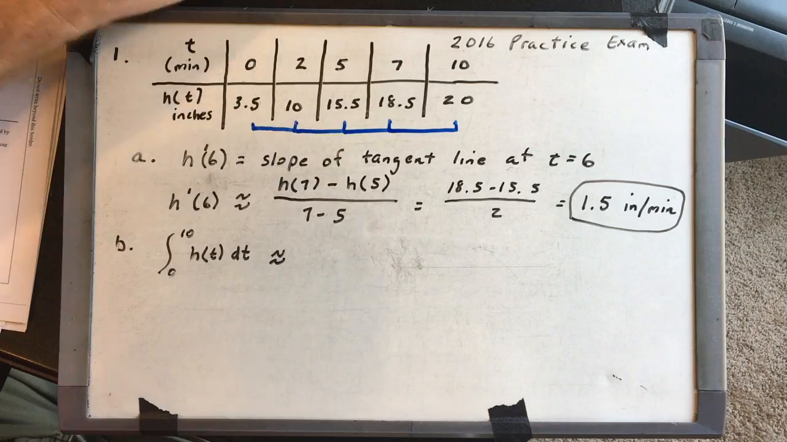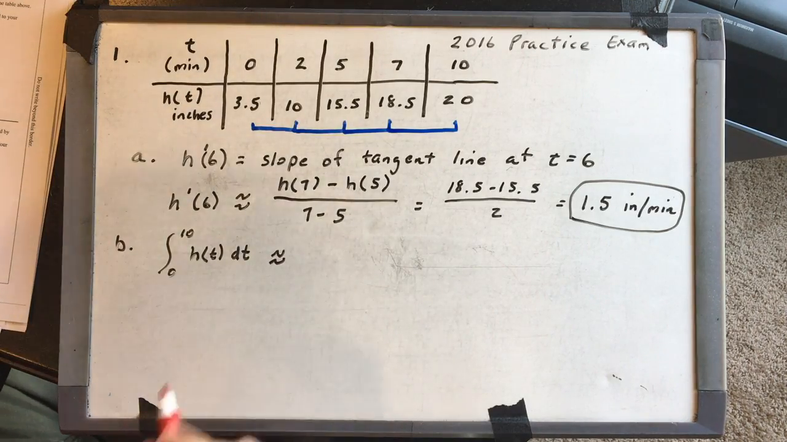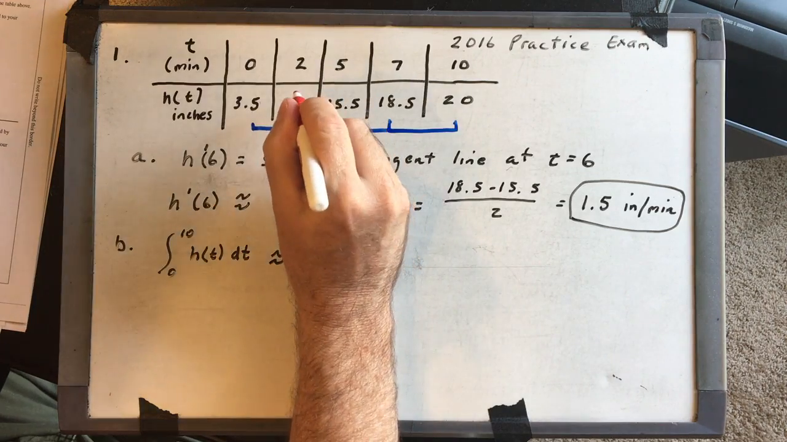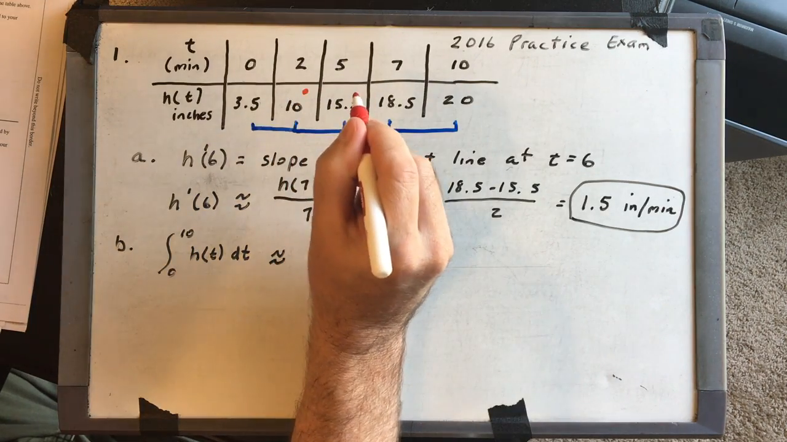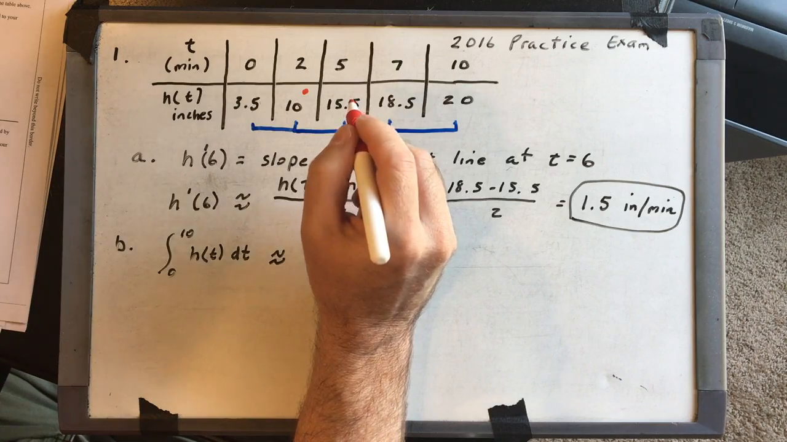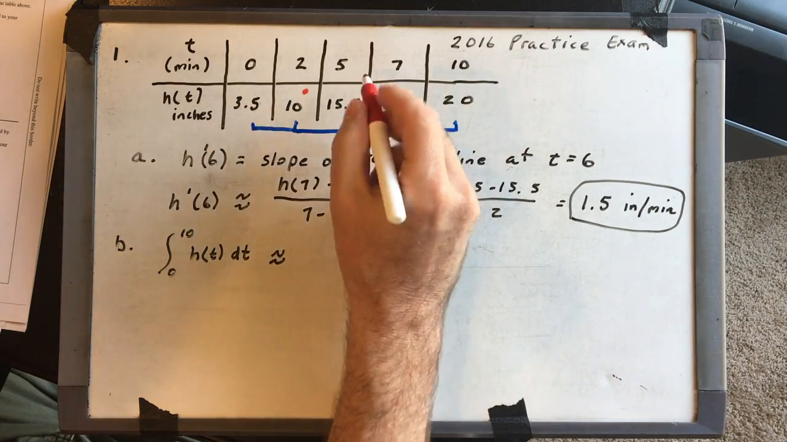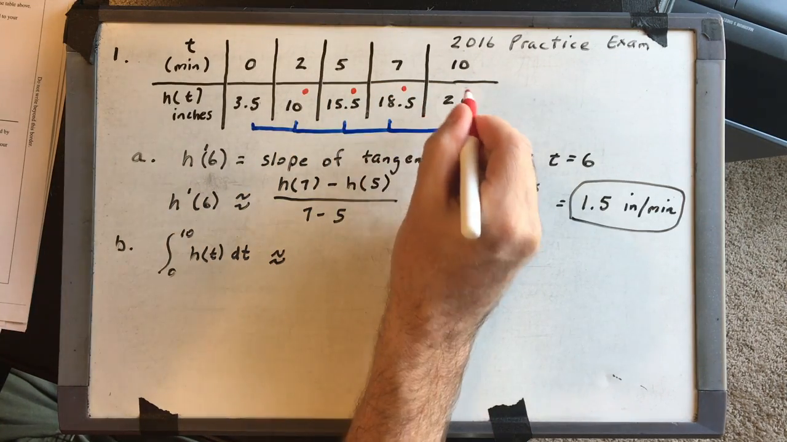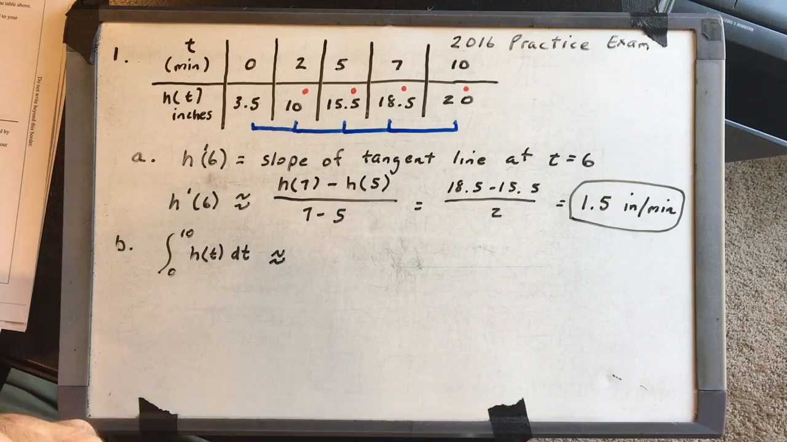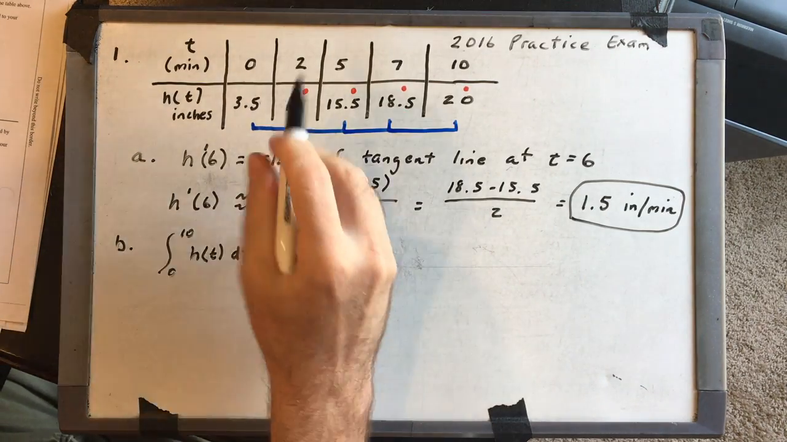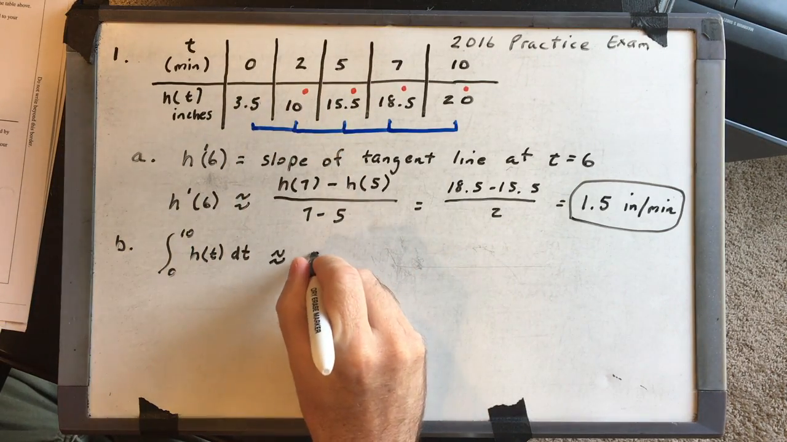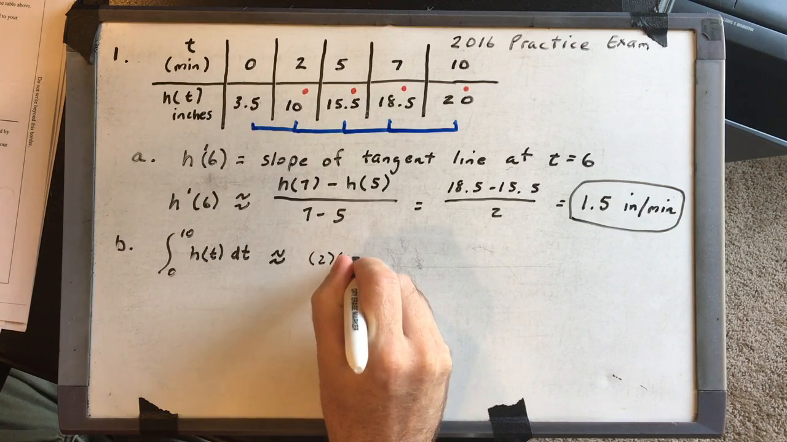For a right sum, we're going to use the y value on the right side of the rectangle. So that would be this one for the first rectangle. So 3.5 is not going to be used at all. This one for the second rectangle, that's the right sum. This one for the third. This one for the fourth. All right, so our first rectangular base would be from 0 to 2. So the base is 2. The height is 10.